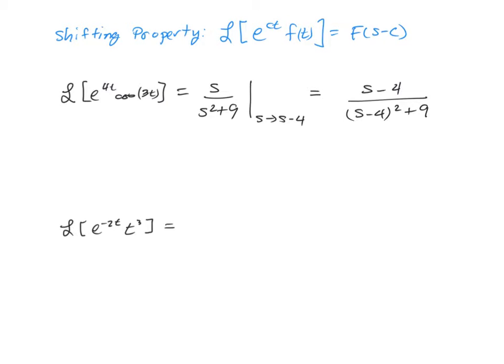So the Laplace transform of t cubed, we know is 3 factorial over one more higher power of s. So that's s to the 4th. But again, we're going to take our s's and replace them with s plus 2's. So we simplify down 3 factorial as 6, and then down below, we're going to actually have s plus 2 now raised to the 4th power.